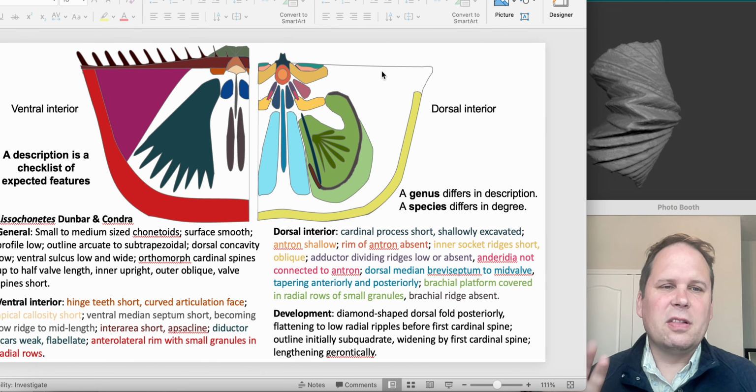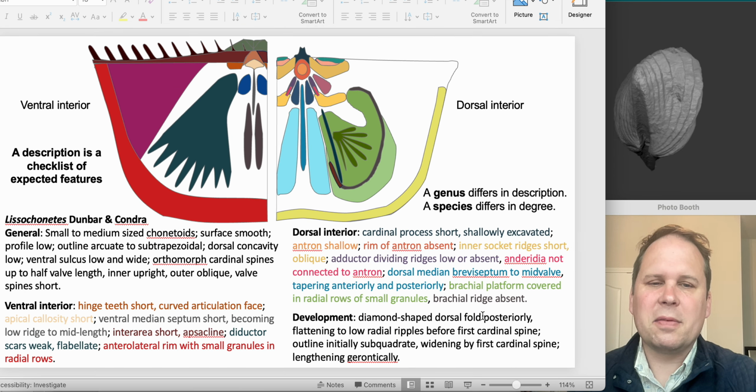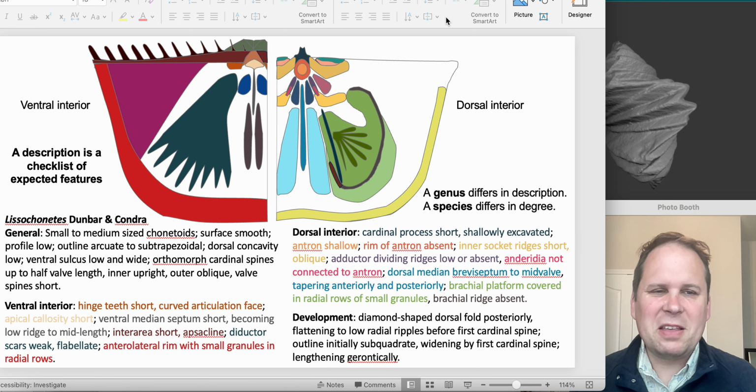So let's just look at the description of a species, shall we? So let's make this ever so slightly bigger. There we go. All right, and look at some of these fancy words.